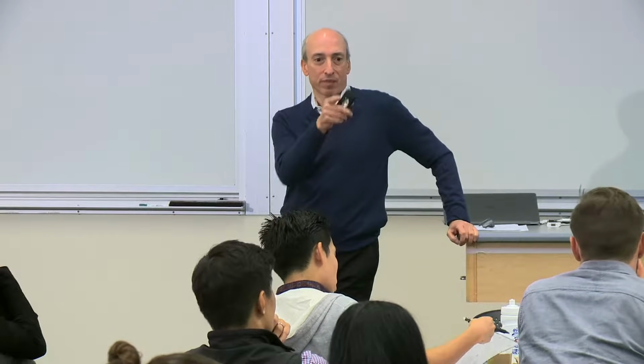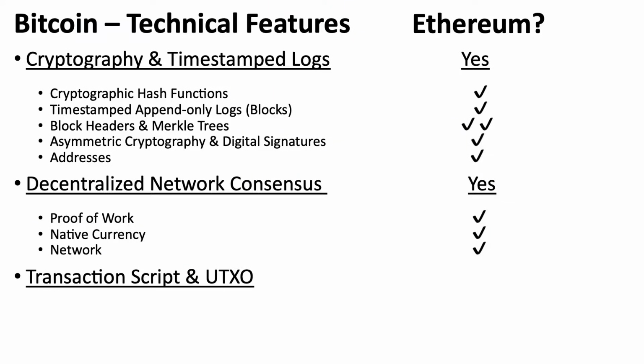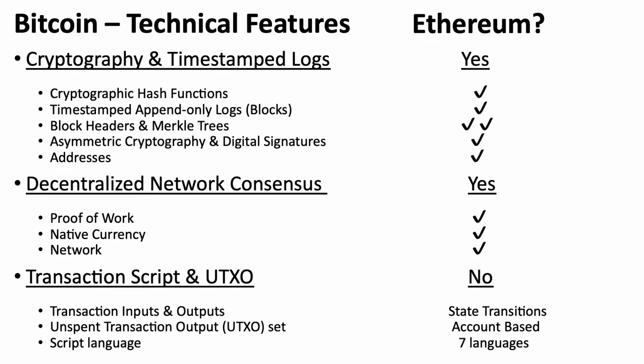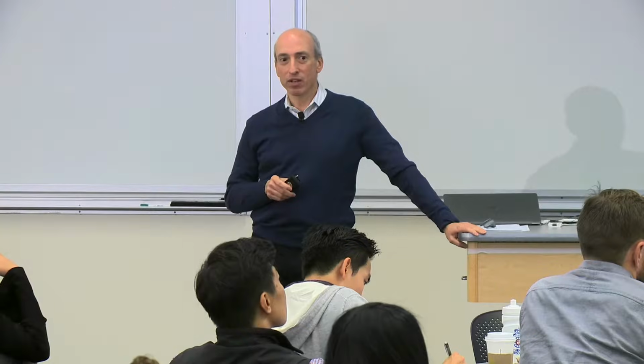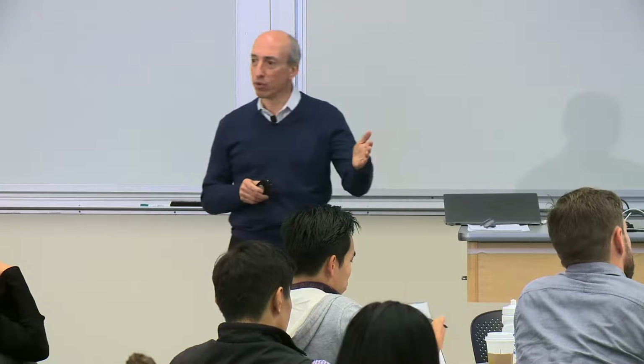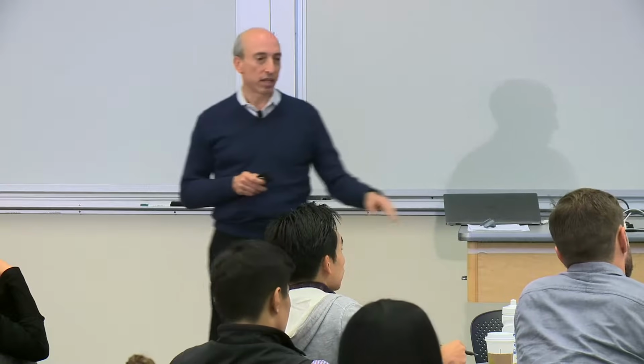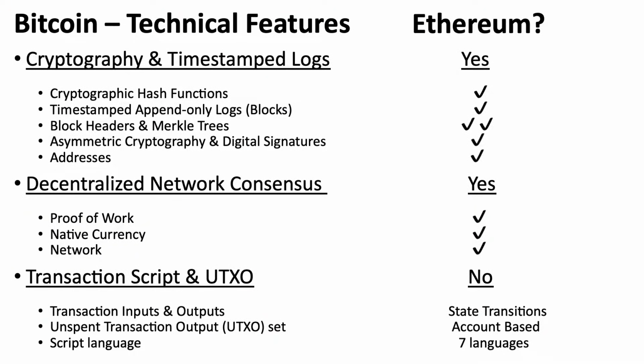The third thing that we talked about? Transaction format. So we talked about transactions and script. Well, guess what? Ethereum does not have a transaction script or a UTXO. So that's the one place that Vitalik Buterin, who designed all of this, had to go a different way. Instead of transaction inputs and outputs, there's something called state transitions.